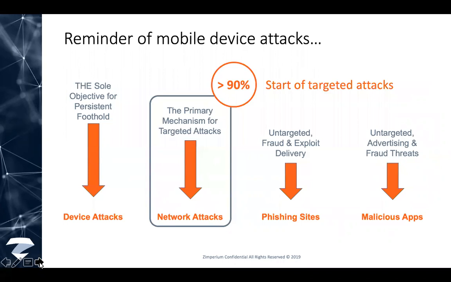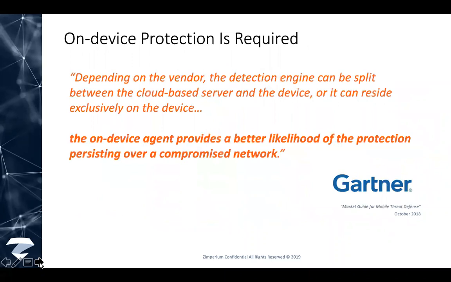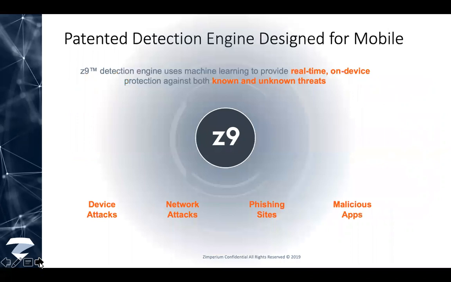We knew that you have to do 100% of your detection on device. Gartner has now really started reinforcing that. If you talk to the analysts, they're much stronger about this. But Gartner needs to be careful in how they discuss things. Still, you can see even Gartner is saying there's a better likelihood of protection persisting over a compromised network. Like I said, in person, they'll be even stronger about it in terms of the pros and cons of all the various attack vectors. But the key part is you need to do detection on device. And we've known that forever.